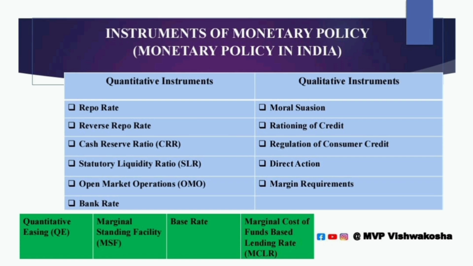Same thing, the statutory liquidity ratio (SLR). That is also one tool. Statutory liquidity ratio means the minimum percentage of a bank's net demand and time liabilities, that is NDTL, that must be maintained in liquid assets. Liquid assets in the form of cash, gold, or government securities, right? They can maintain it in that form, and it also helps to control credit growth and maintain financial stability, and ensures that banks have enough liquidity for withdrawals. Okay, this is about the statutory liquidity ratio.